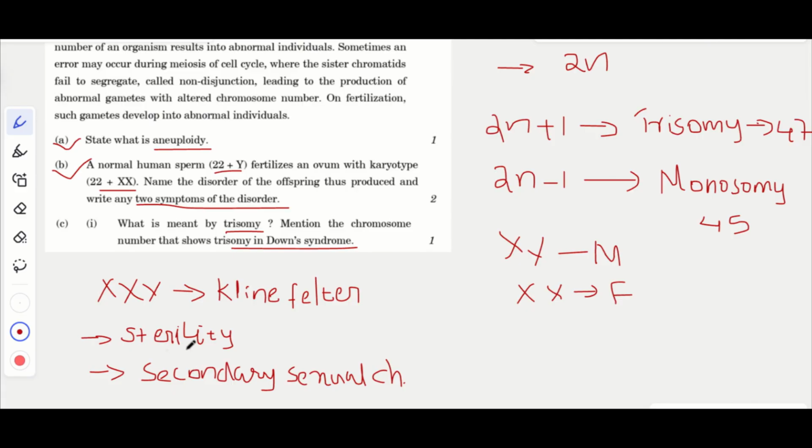We have given the two symptoms. Now we have to answer what is trisomy, that we have already answered here, right? So what is trisomy? It is a condition where an individual has an extra copy of a chromosome, that will be 2n plus 1. Okay. And what is the disease caused by it? It's Down syndrome.